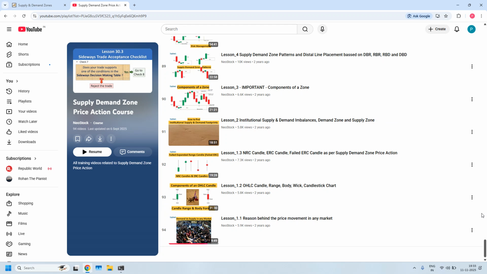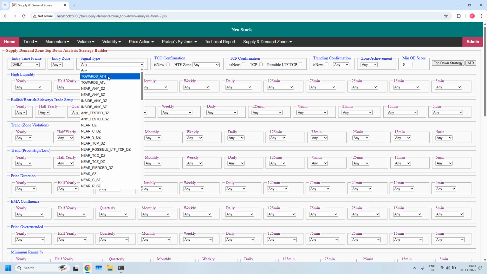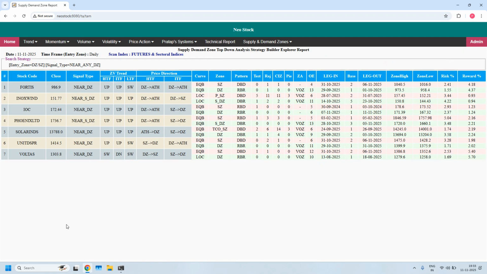Okay, now I am generating different supply demand zone reports with the help of NeoStock Software Supply Demand Zone Price Action, Supply Demand Zone Top-Down Analysis Strategy Builder. First, I am finding the stocks near daily demand zone. We got 7 stocks. Let us identify high liquidity zones from this list so that you can apply those zones as per the high liquidity zone strategy that you learned in lesson 21.3 video.